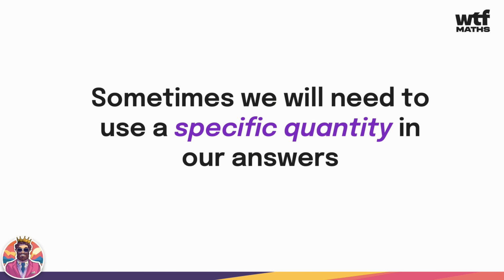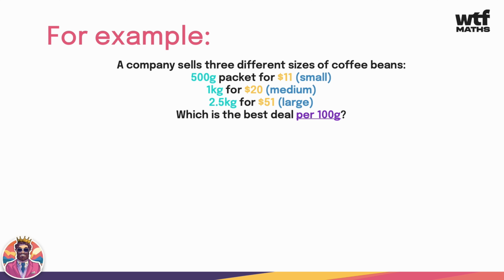Some questions will require you to use a specific quantity in your answers. Here's another example. So a company sells 3 different sizes of coffee beans. They sell a 500 gram bag for $11, which is the small one. They sell a medium bag, that's 1 kilo, for $20. And they sell a really large 2.5 kilo bag for $51. Which is the best deal per 100 grams?